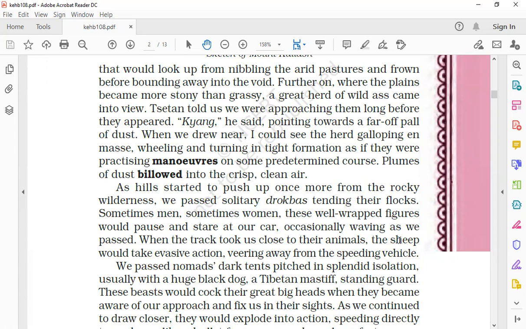So when they move a little ahead, whom do they see? Nomads, these gypsies, the people who travel from one place to another, and their dark tents are visible. They were pitched in splendid isolation. That means complete isolation. The human habitation there was very little, and their tents were set up there. And their tents were being guarded by a huge black dog, a Tibetan mastiff, as a guard there.